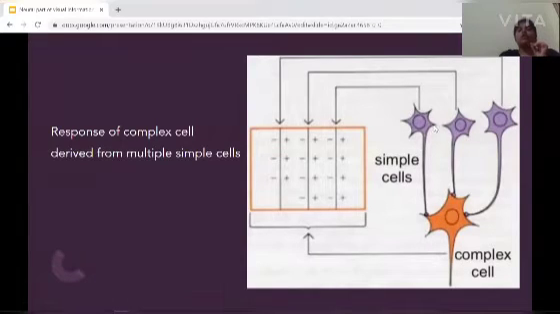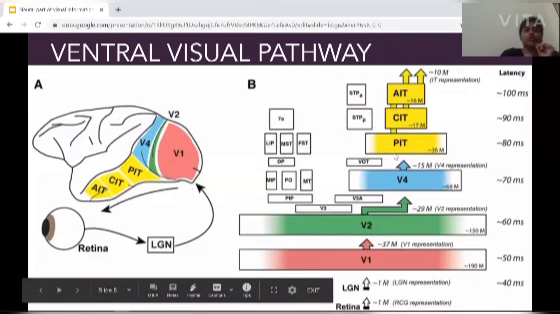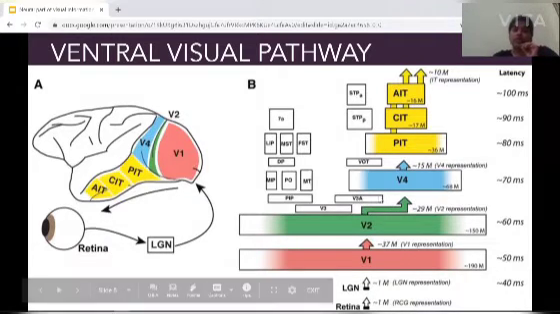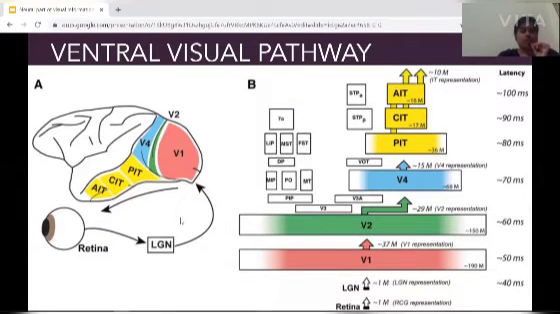So if edges are detected at adjacent locations, then based on the activation of multiple simple cells, the complex cell gets activated and derives the information accordingly. The ventral visual pathway starts from the primary visual cortex V1 and extends along the ventral surface of the brain, all the way up to the temporal cortex.